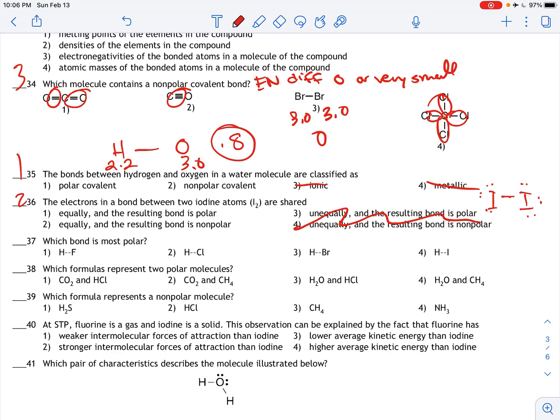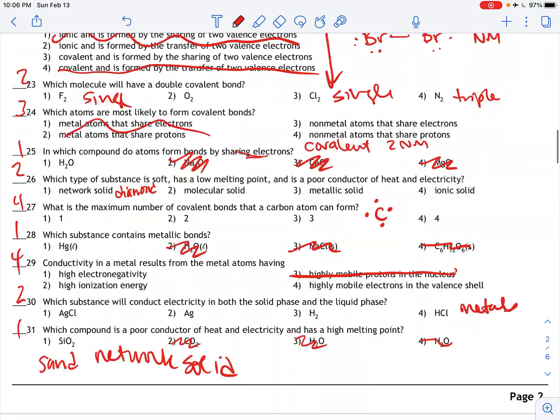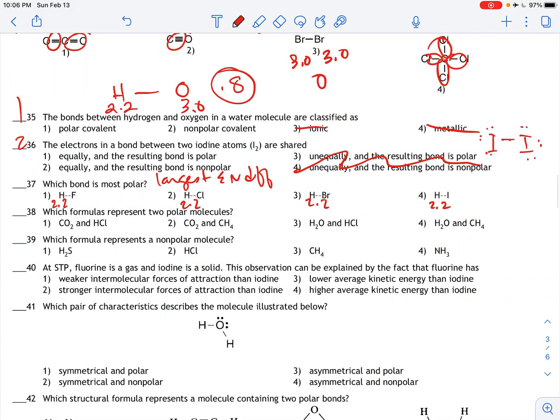Which is most polar, which means the largest electronegativity difference. So hydrogen is 2.2. Cl we had before, 3.2. Bromine, iodine. Well, I know fluorine, whatever these other ones are, it's not going to be as high as fluorine, so it's got to be choice 1.